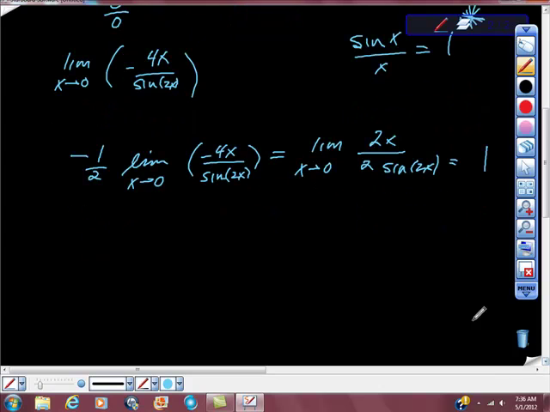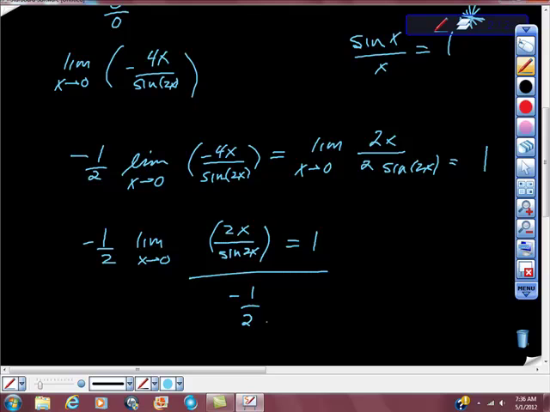So we can keep moving if you like and take this negative 1/2 times the limit as x goes to 0 of 2x over sine 2x, which equals 1. So we get back to where we started, right? And we're going to get this: it is equal to 1 over negative 1/2, which is equal to negative 2. All right. So what we really did here was go over this special limit. So I'm hoping that this was helpful.